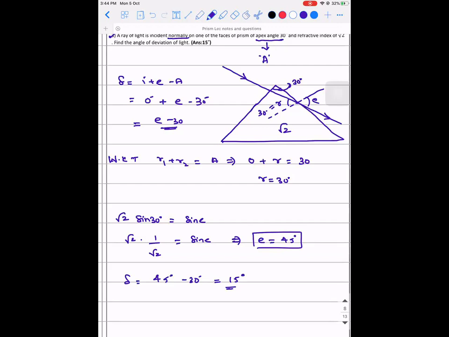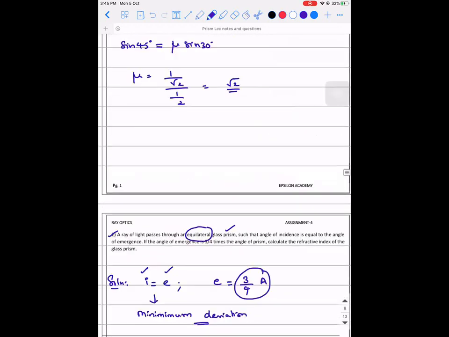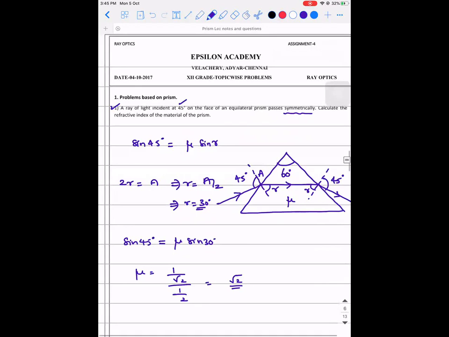Sir, could you just scroll back to the first question? I have a doubt, sir. See, here instead of doing this, why can't we just use delta minimum is equal to 2I minus A? You can do that. But here the question is not about the angle of deviation. It's about refractive index. That we can use to find the angle of deviation, yes, you can.